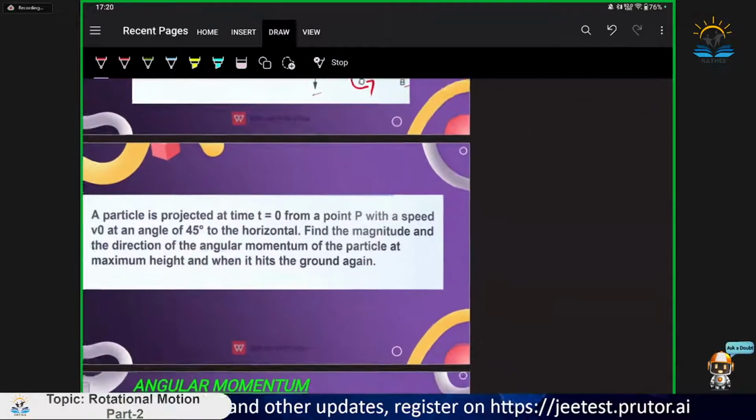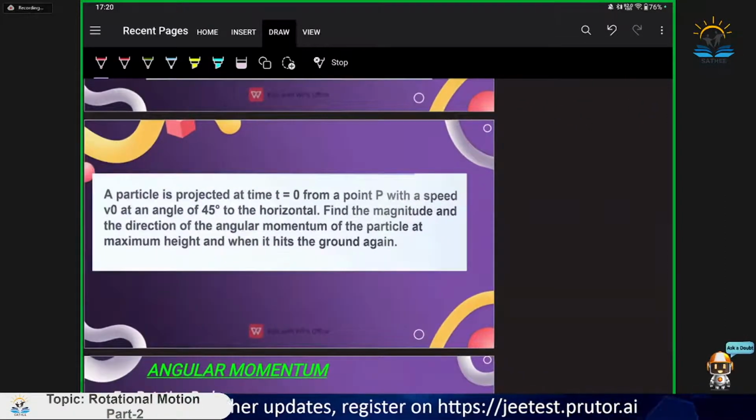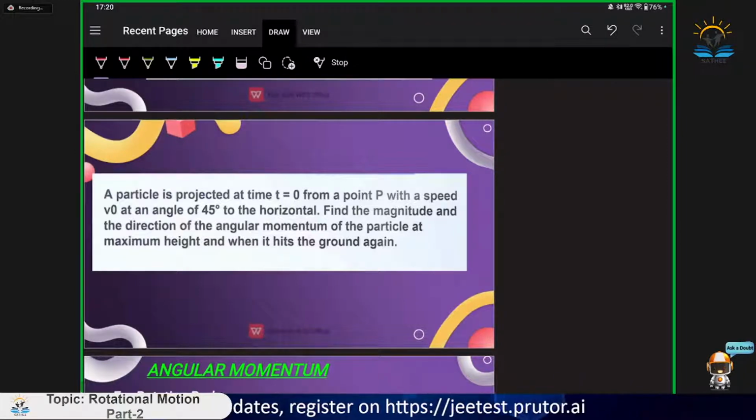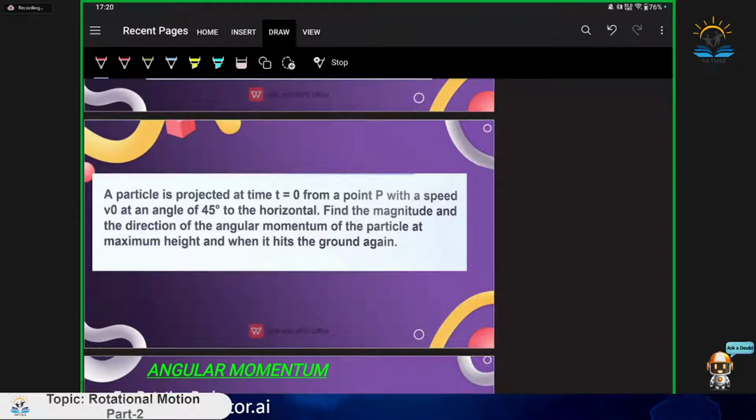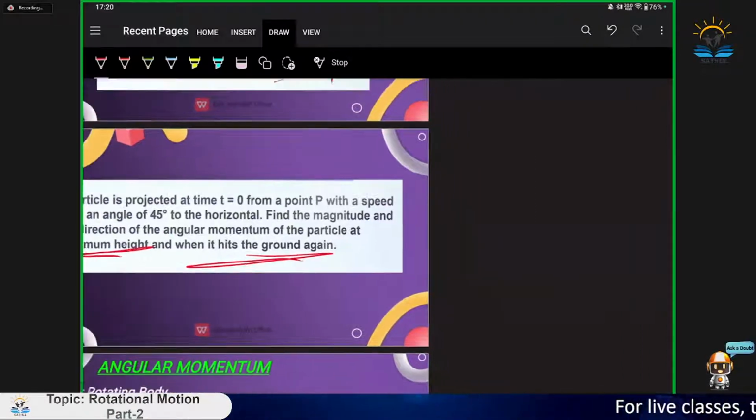We have a beautiful question next. A particle is projected at time t equal to 0 from a point P with a speed V0 at an angle of 45 degrees to the horizontal. Find the magnitude and the direction of the angular momentum of the particle at maximum height. Projectile motion, I have to find out angular momentum at maximum height and when it hits the ground again.